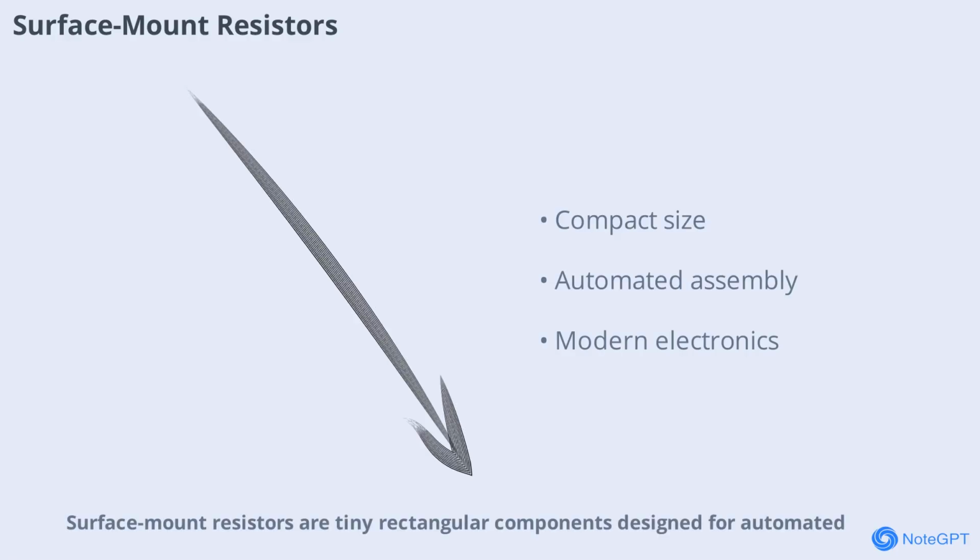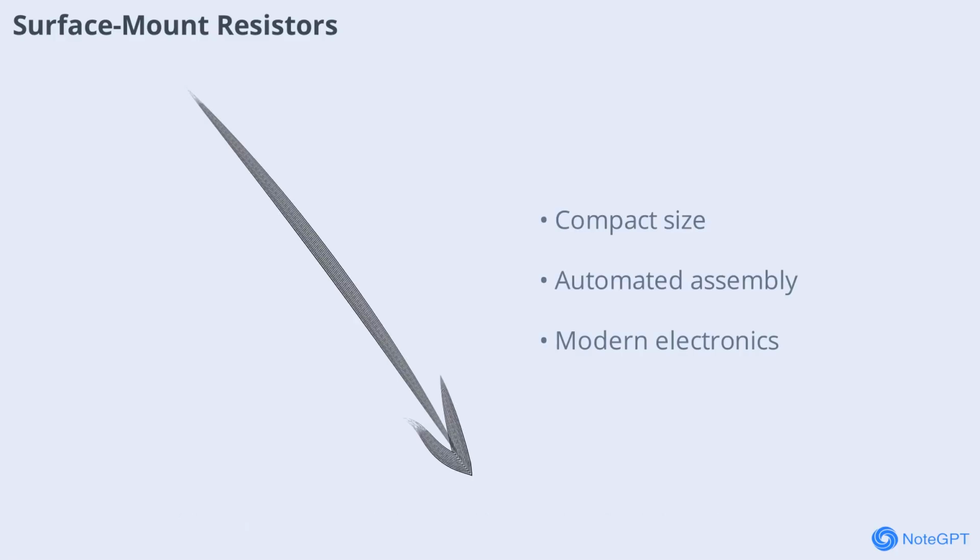Surface mount resistors are tiny rectangular components designed for automated assembly on printed circuit boards (PCBs). They save space and allow for high-density circuit layouts. Despite their small size, they offer the same functionality as traditional resistors and are widely used in modern electronics.